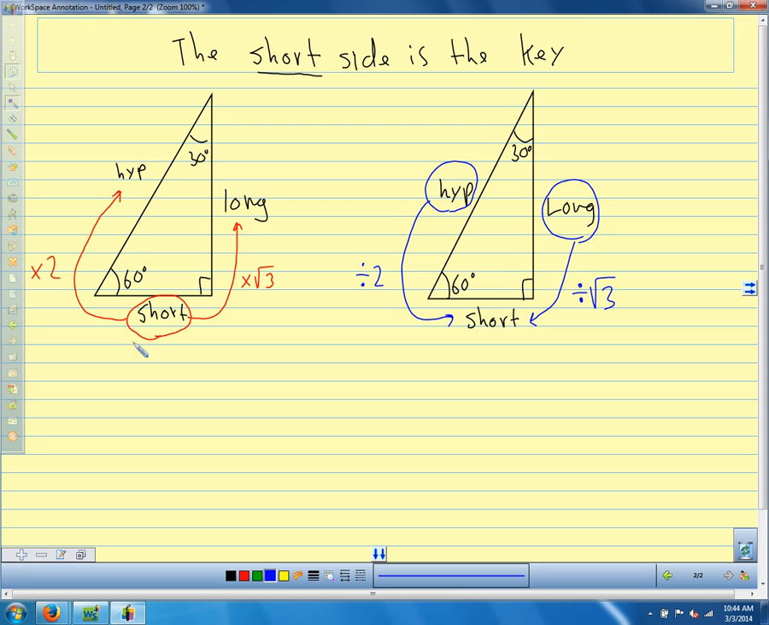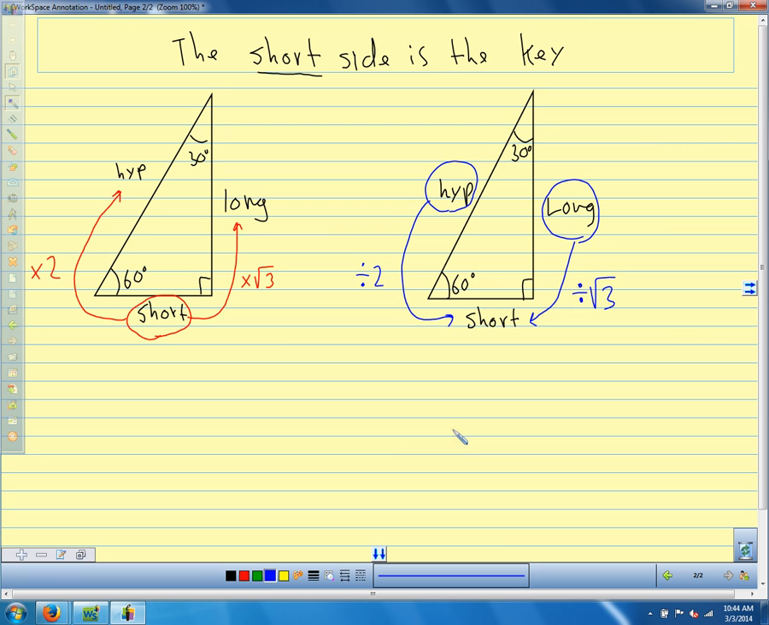And if it helps you remember, the short side has to be shorter. So to get to the hypotenuse or the long side, we're going to multiply. We're multiplying to make it bigger. The short side is smaller, so we're going to divide to make it smaller. That might help you remember which way to go. Any questions there?